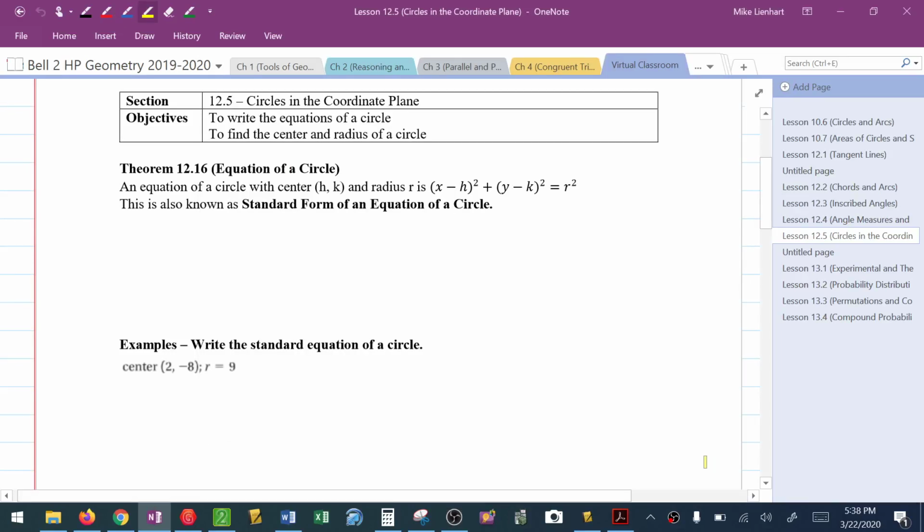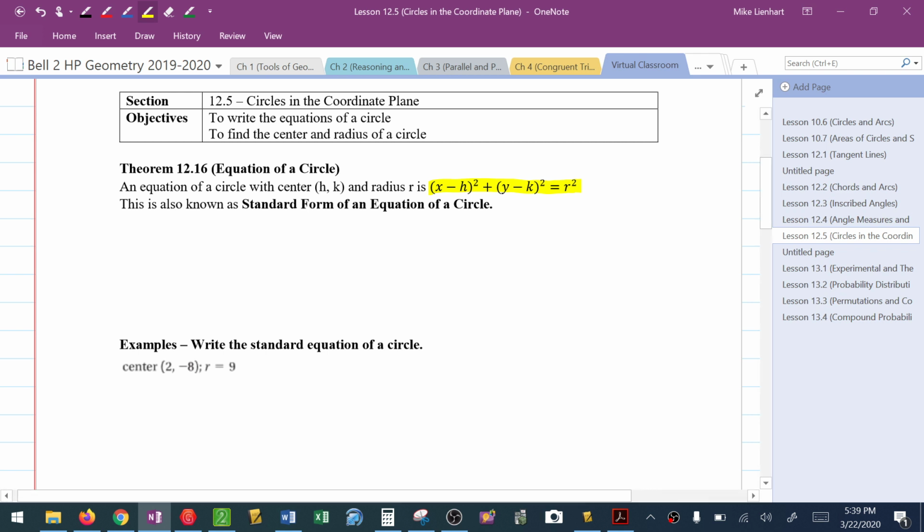This video is about writing circles, writing the equations of circles when they're given to us on the coordinate plane, or we're given information about the circle, specifically knowing its center and its radius. All right. So in order to write the equation of a circle, we need to know and commit this to memory, the formula for the equation of a circle.